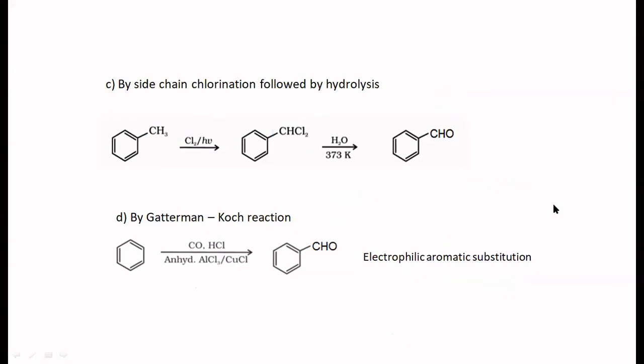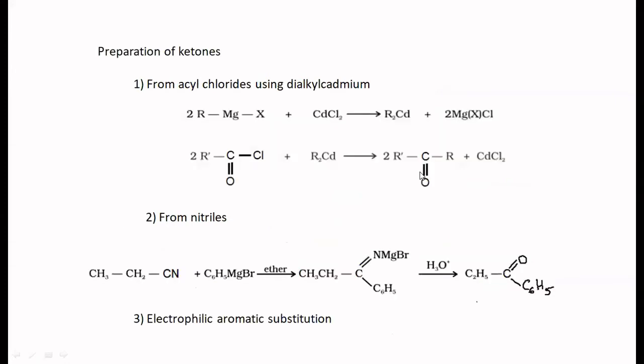And the next one is preparation of ketones. These are exclusively for the preparation of ketones. First method, you may not be quite familiar with this: by using acyl chlorides with dialkyl cadmium.